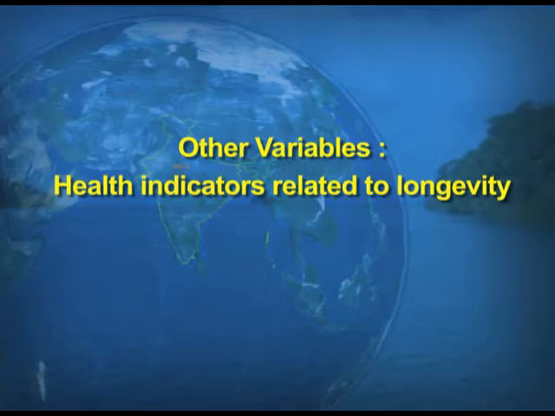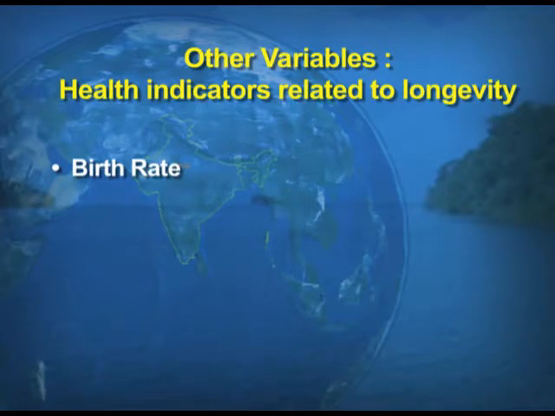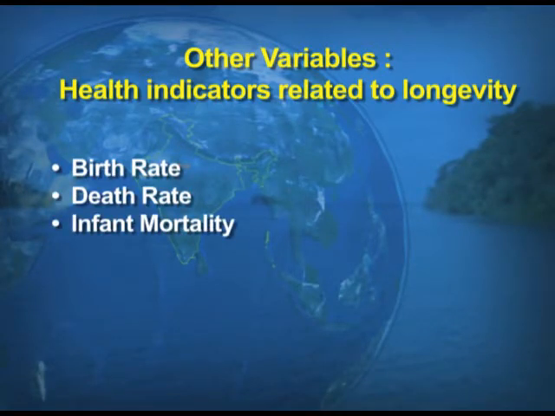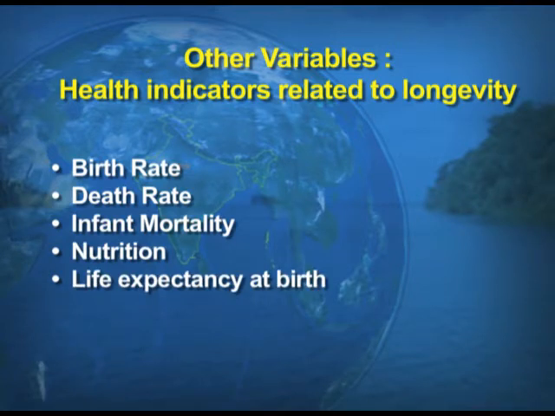The other variables for the human development index are, one, health indicators related to the long life of the people. So, what are the health indicators? We talk about birth rate, death rate, infant mortality, nutrition and life expectancy at birth. So, these are the other variables which are related to the health indicators.